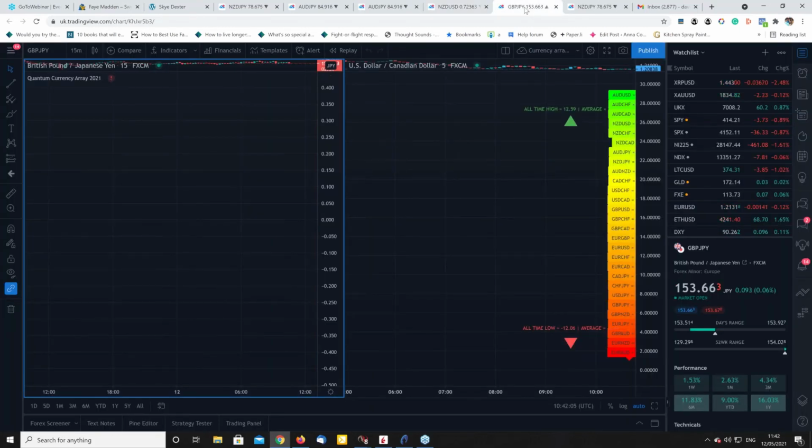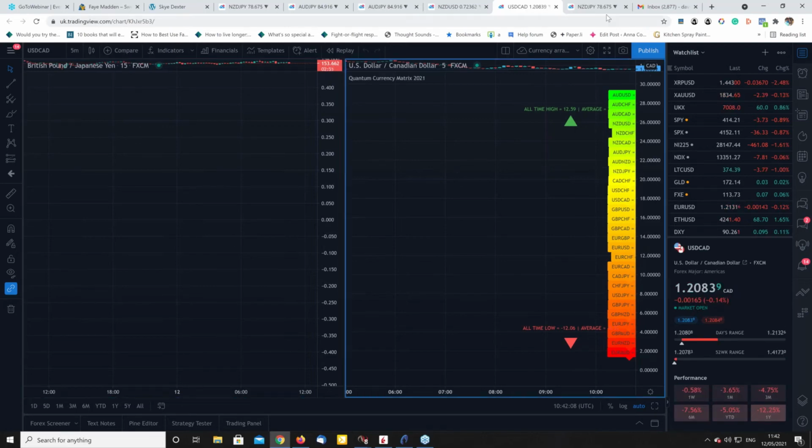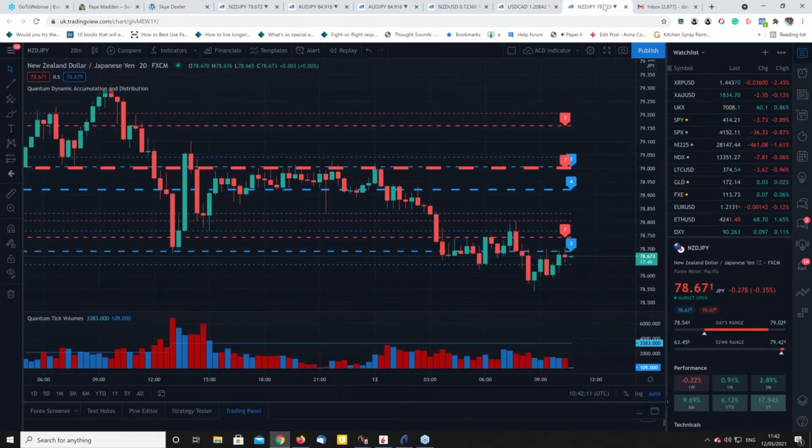This is the currency array I've got over here, and I've got the currency matrix running there. Over onto the accumulation distribution indicator. This is very similar to NinjaTrader. Support and resistance, basically. This is price-based support and resistance. What does it show you? It shows you graphically the strength of those levels. So this level here has been tested and held 7 times. You can see how strong it is on this particular chart.